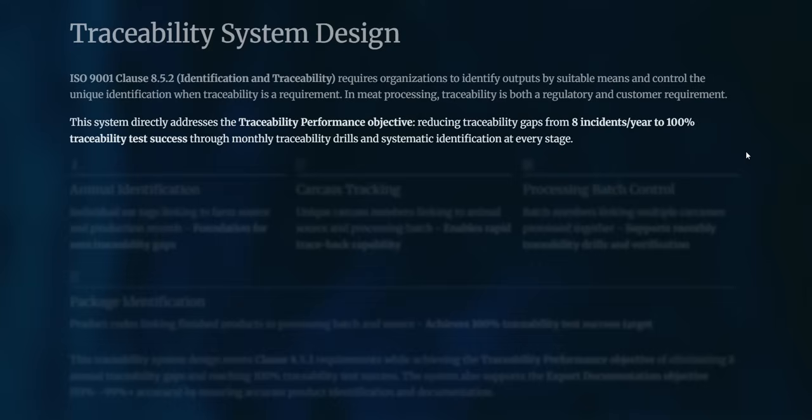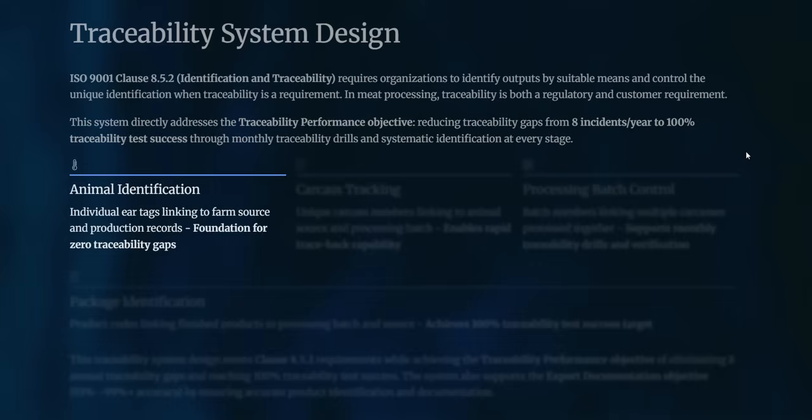Now, let's do it. First, what do you do when you are designing the traceability system? Animal identification. That must ensure individual ear tag linking to farm source and production records. This is a foundation for zero traceability gaps. This is the first step.